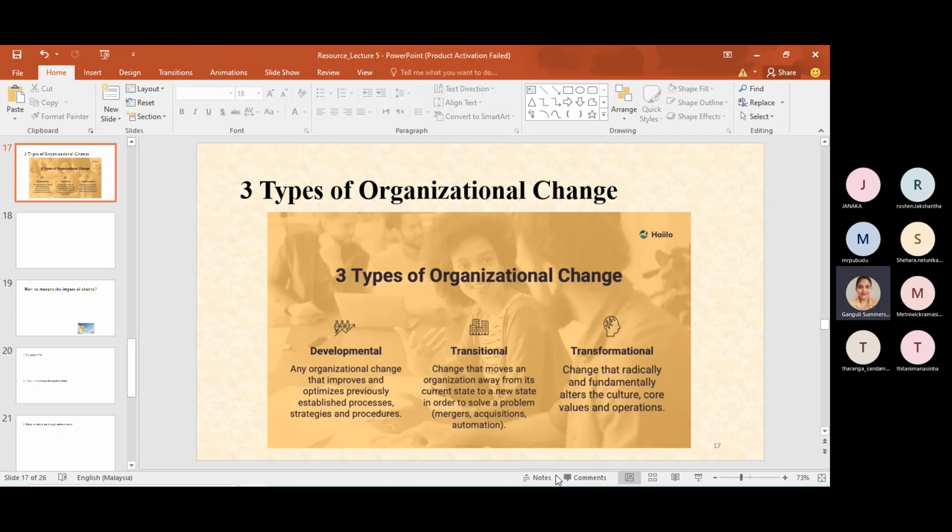And also, if you take transformational changes, that means the changes that happen in the culture or the core values of the organization. This can also cause some sort of anxiety in the people working in the company, because now they are experiencing changes in their work culture and their core values. It's something new that they are experiencing, so once again, the people might feel a bit anxious about this as well.